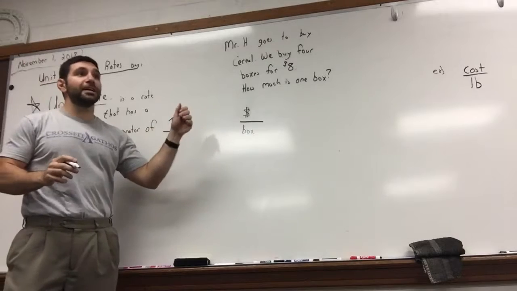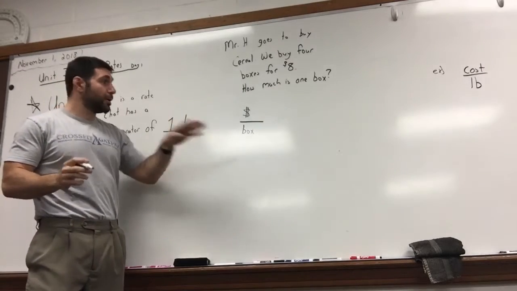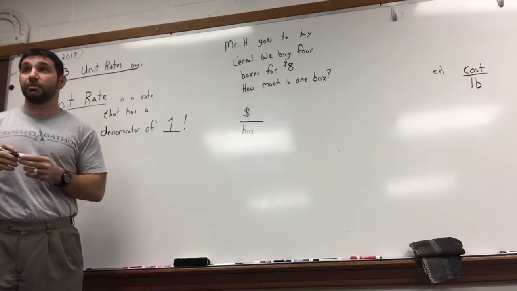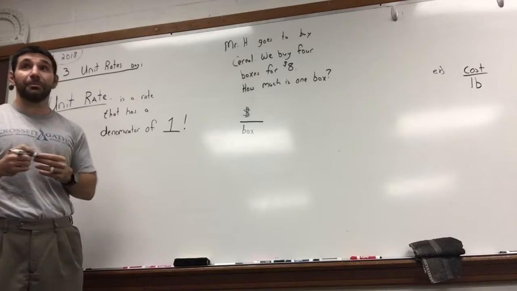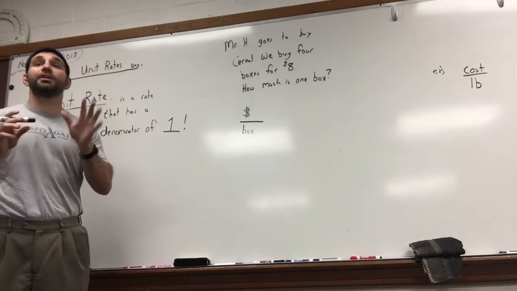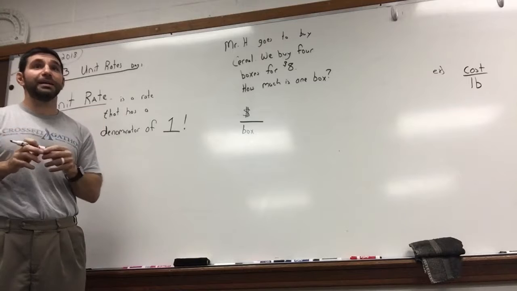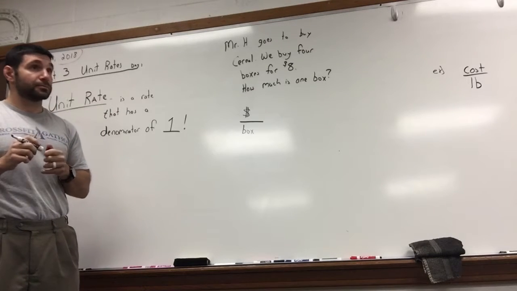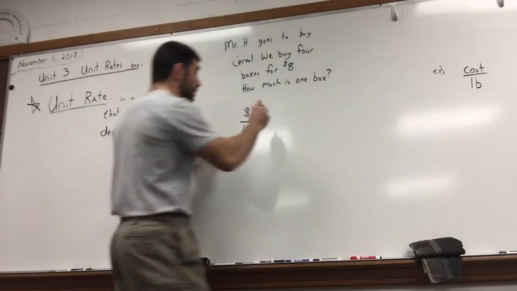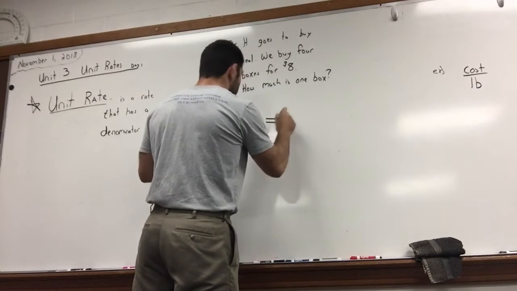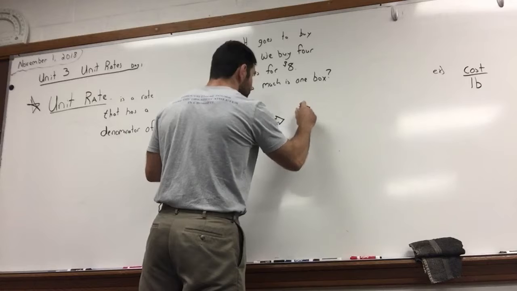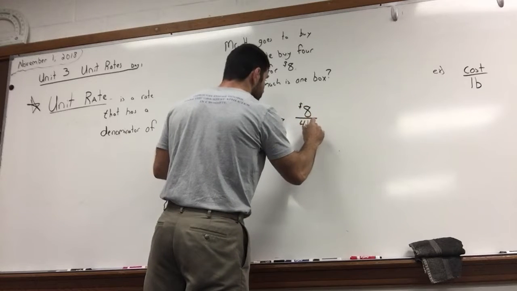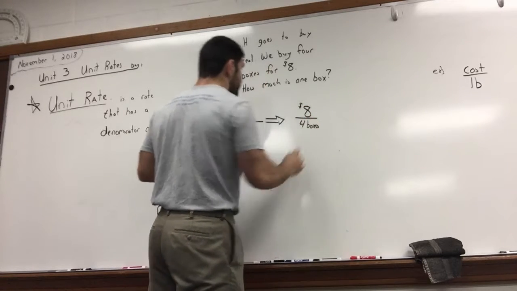So now that I've set it up knowing that my dollars are on top, my box is on bottom. Everybody with me? Can we set this up so that we can start to find just a rate? How would I set this up to find a rate? Because that's what we're going to start with. You can take 8 divided by 4. There we go. So I'm going to say, okay, the cost was $8 over 4 boxes.